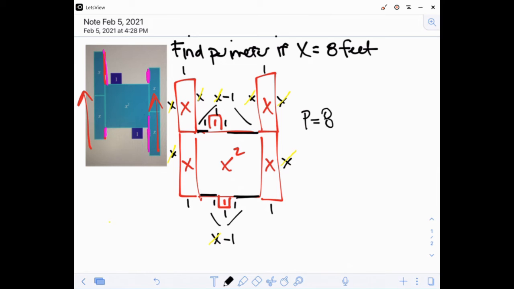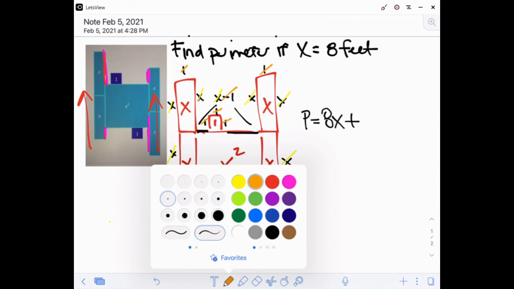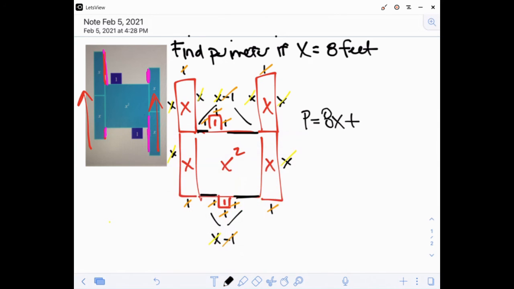So my perimeter equals 8x plus, now I'm going to count my units. I'm going to do the same thing. I'm going to mark them so I don't skip any. 1, 2, 3, 4, 5, 6, 7, 8, 9, 10. 10 units minus 1, that means I have 9. Minus 1, I've got 8. So I've got 8 units. So my perimeter is 8x plus 8.